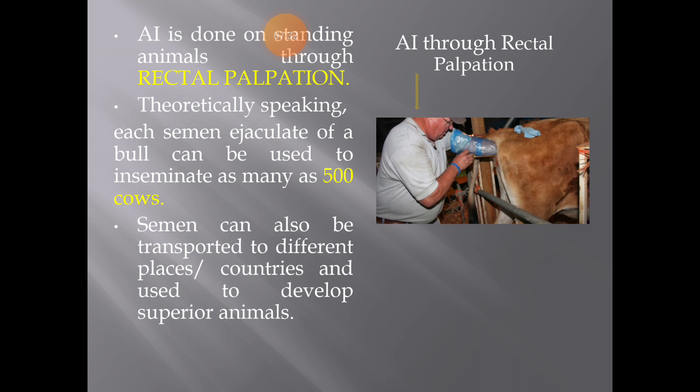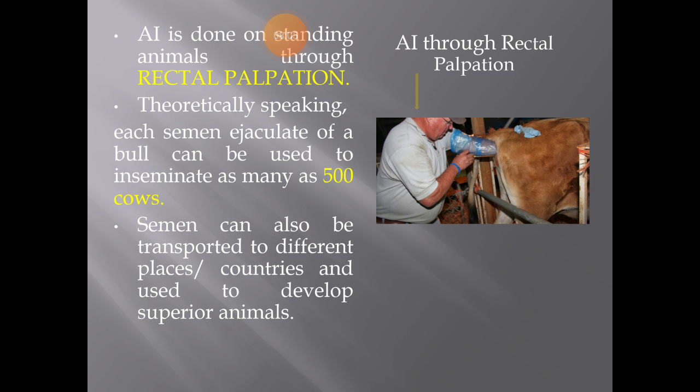How exactly this is done is shown in this photograph. You can see a technical person. He has put his left hand into the rectum of a bull just to palpate that area, and in his right hand he has a syringe containing the semen. So he is going to inject the semen right into the female genital tract. This method is known as rectal palpation.